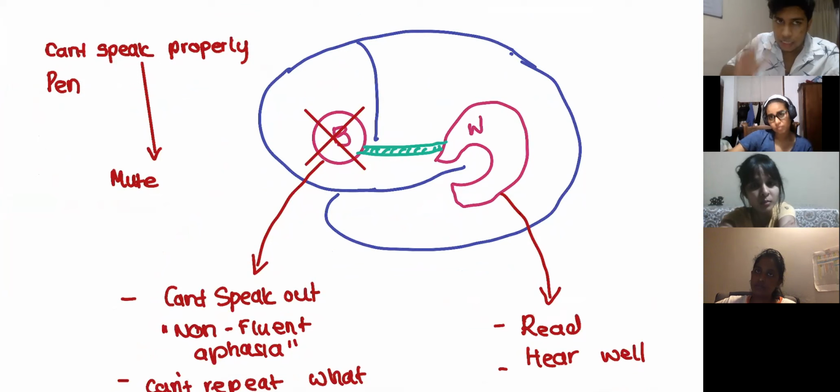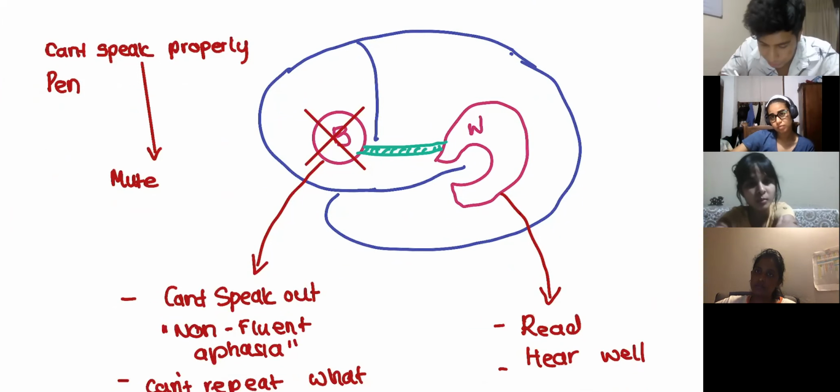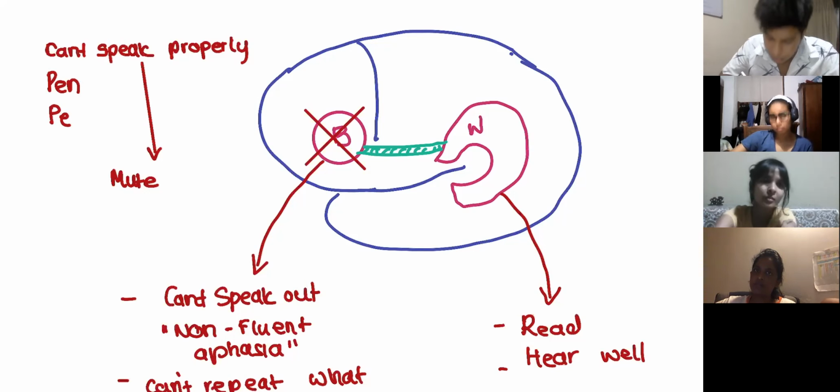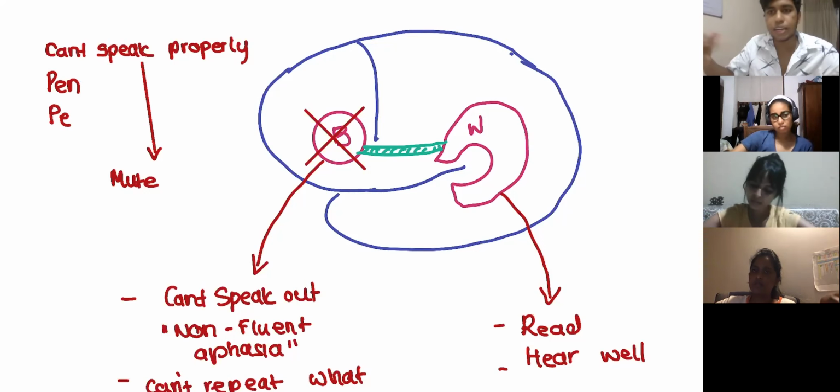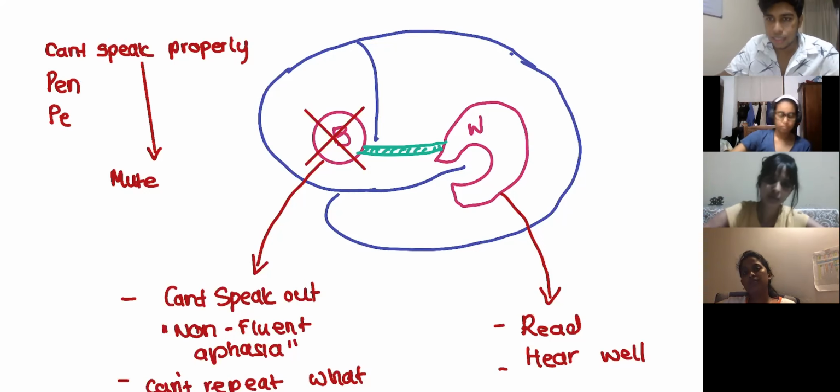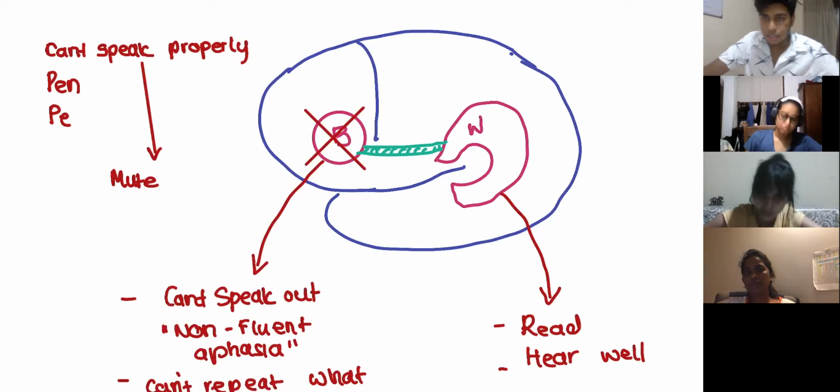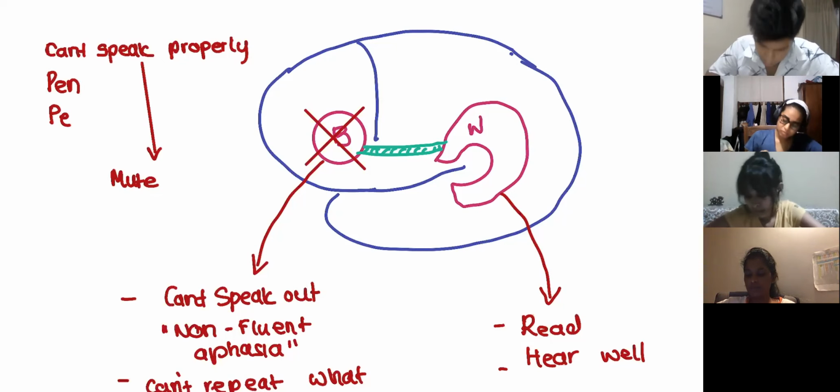There can be different degrees of damage. If there is minimal damage, he will be like, per. He will be able to say something. But if there is extreme damage, he can't speak at all. Do you guys understand that? If you have any other questions, ask.